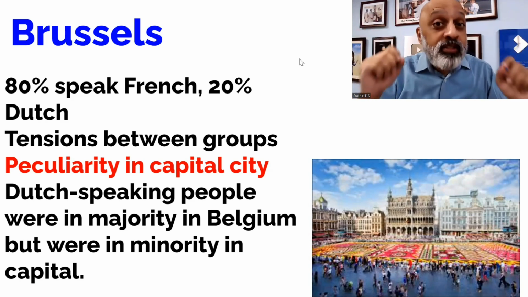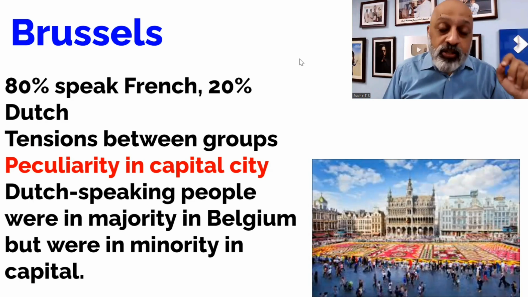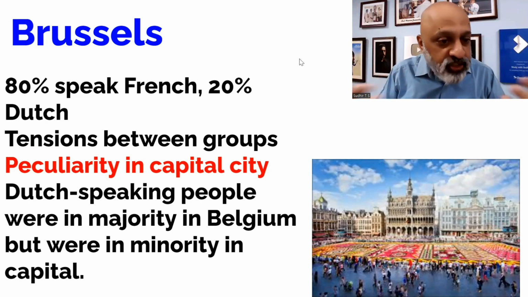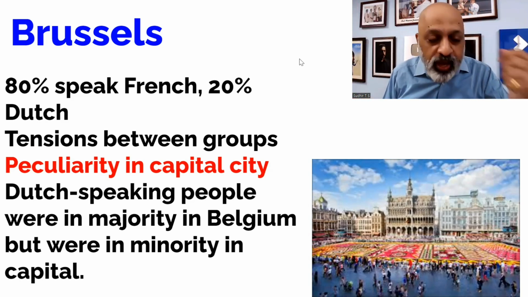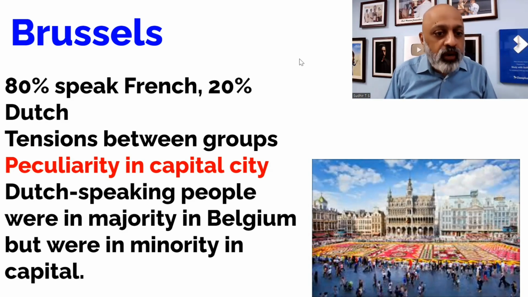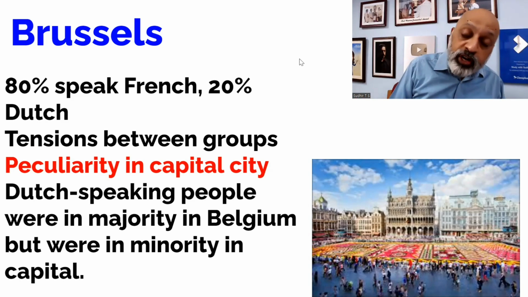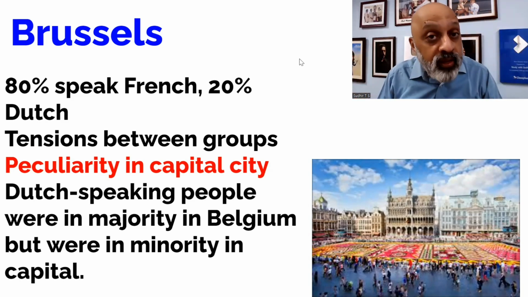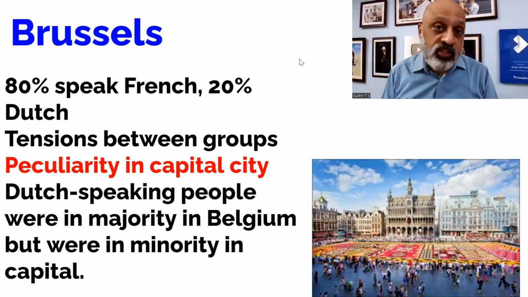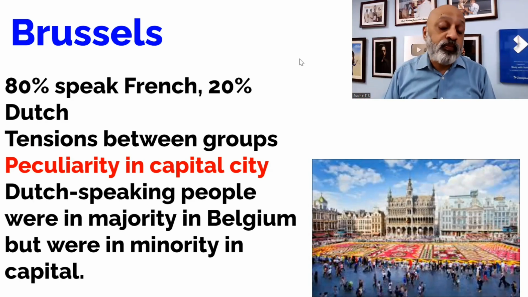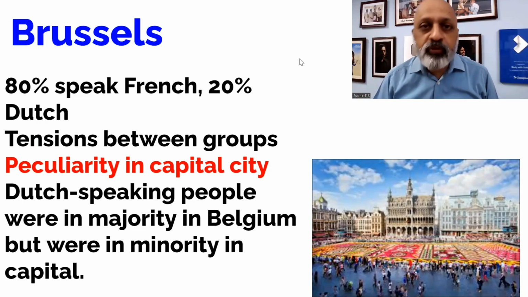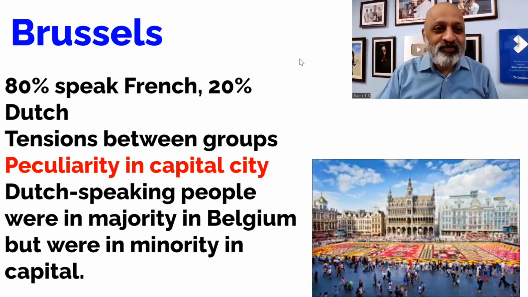These small things make a big difference. So over a period of time, there were tensions between the different groups. The peculiarity in the capital city, I've already pointed out. The Dutch-speaking people were in a majority in Belgium, but they were in a minority in the capital where all the important decisions were taken. Right inside is a picture of Brussels, beautiful city.